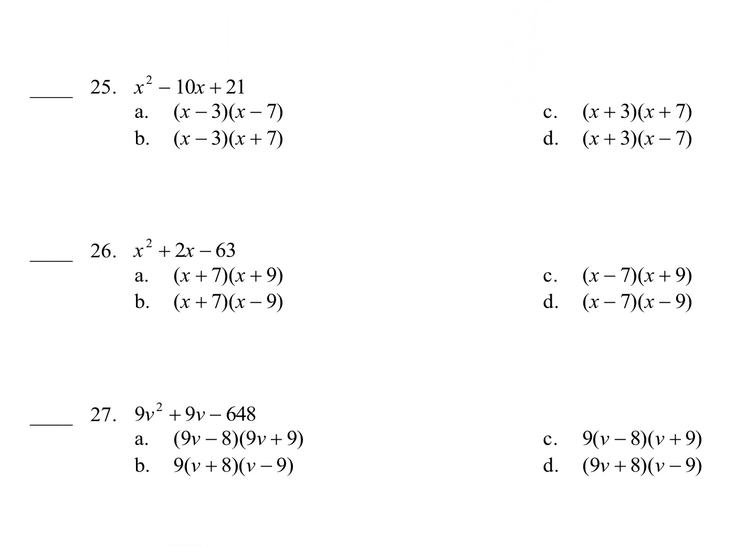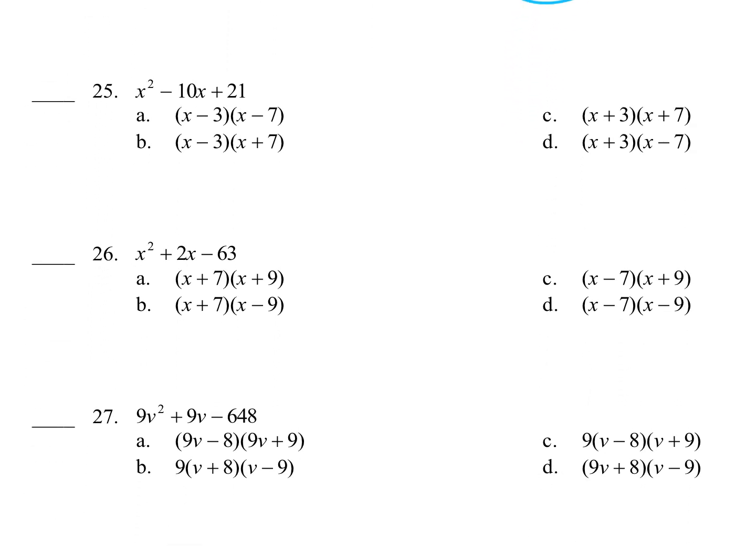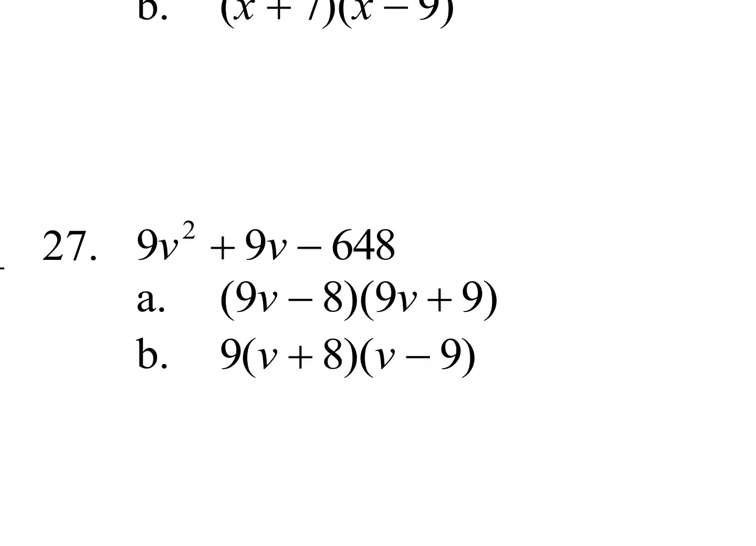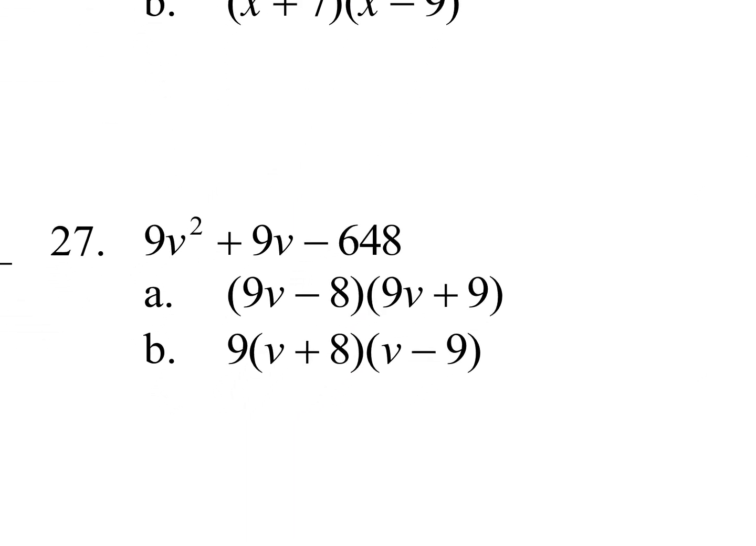25, 26 are the same. Just normal factoring. Find your two factors of the last term that add to the middle. Let's look at 27. How would I factor 27? So we have a number in front of the squared term, so we can't just find our two factors of the last that add to the middle. I could multiply the first times the last, but that would be 9 times 648. I would divide all of it by 9.